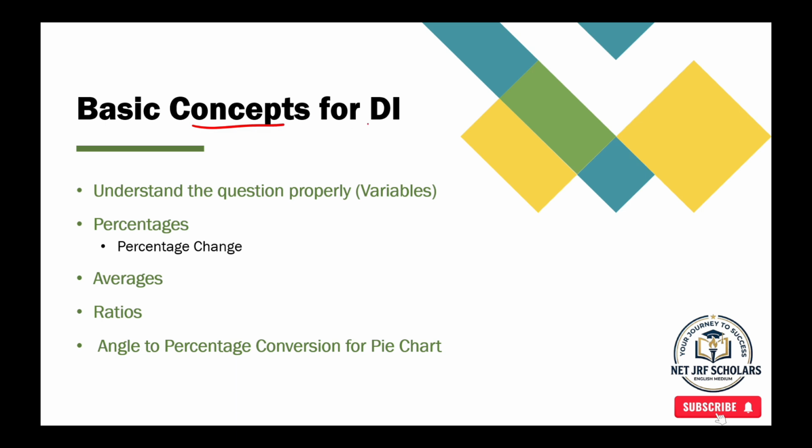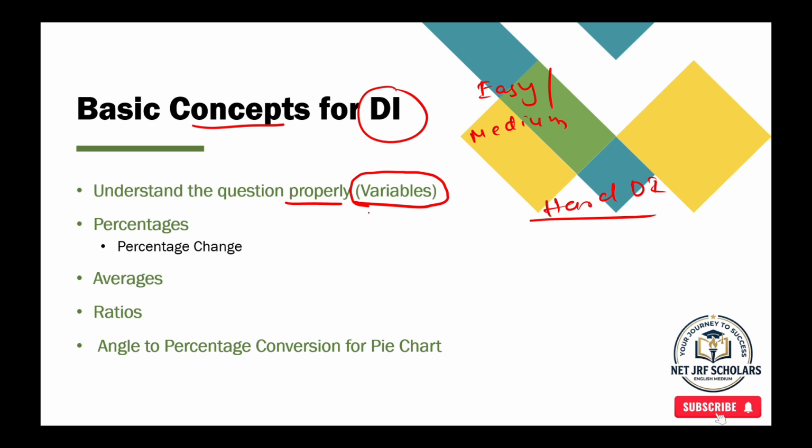Next, what are the concepts you need to know to attempt the DI questions? Especially I'm talking about when it is easy and medium, because they rarely ask the hard DI topics. First, you need to understand the question very properly. It means that you need to understand the variables. You have to focus on what they are asking, like here company X, they might ask percentage growth. So you need to identify the company and the percentage growth from the question. That is the most important thing to attempt the DI questions.